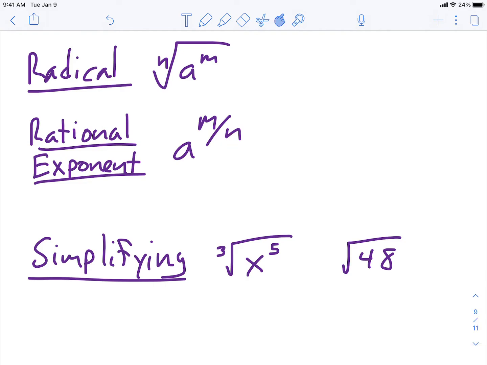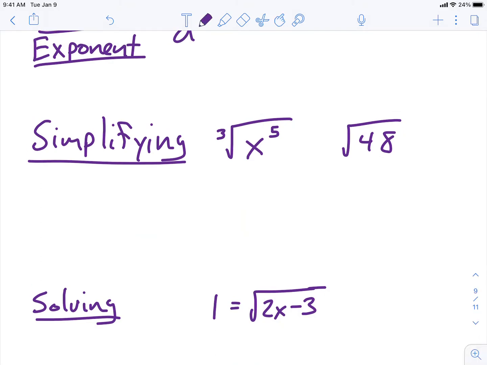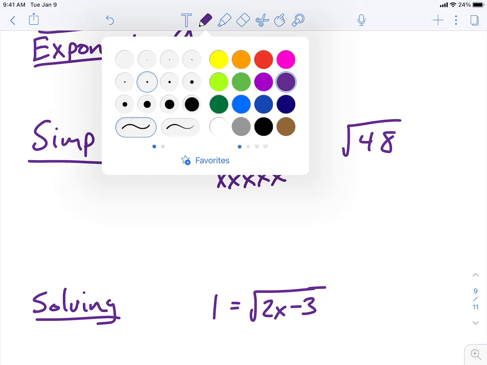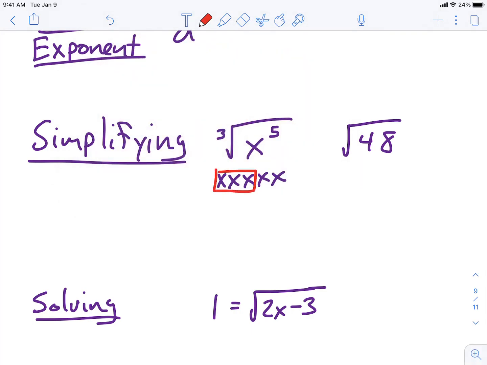All right, so simplifying. So something like this, you are looking to make groups. So in this case, if we're looking for the cubed root of x to the fifth, we are looking for how many groups of 3 we can get out of here. And one way to do this is to write out 1, 2, 3, 4, 5 x's, because x to the fifth, of course, is x times x times x times x times x, so there's 5 of them. Now, I've got one group of 3 and 2 left over. That means that 1x comes out and 2x's, or x squared, remains in the radical.